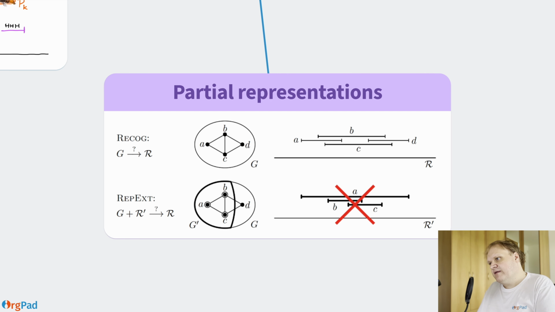cannot complete it. Now we cannot add D, which is intersecting B and C, but not A, because A is completely covering the intersection of B and C. So in this case, this input is not solvable.